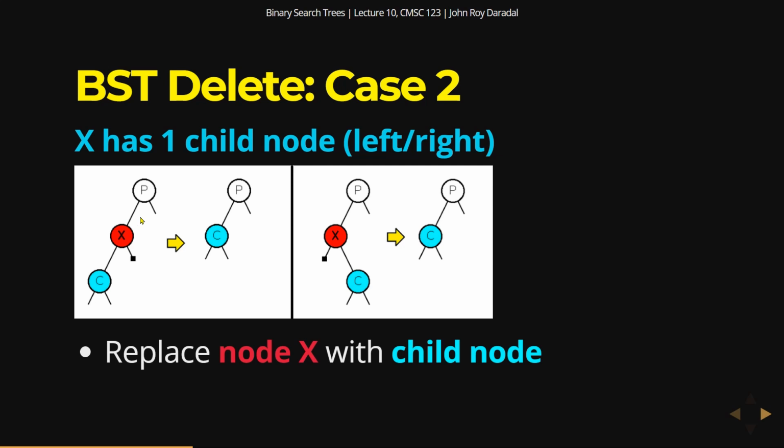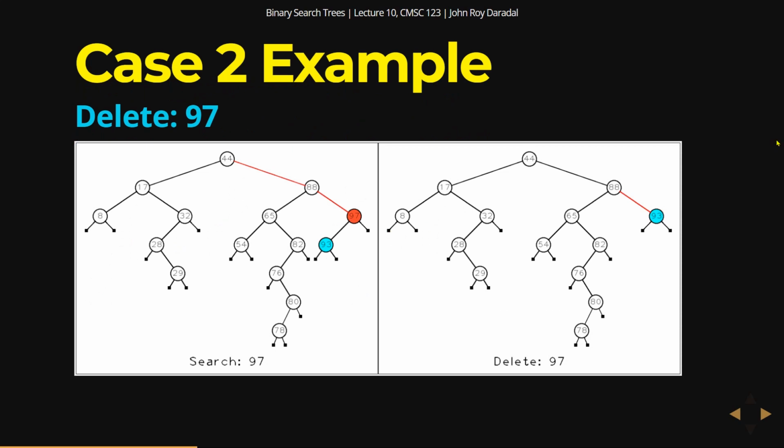And I'm showing here that X is a left child, but it should be symmetrical if X is a right child also. So it doesn't really matter as long as it's X that has one child, so just replace it with the child node. Okay, so let's see that in an example. So let's try to delete 97. In here, 97 is found here, and 97 has one child, which is 93. So when we delete 97, we'll just promote 93 here, so 88 will actually have 93 as its new right child. Okay, so it looks like this after deletion.